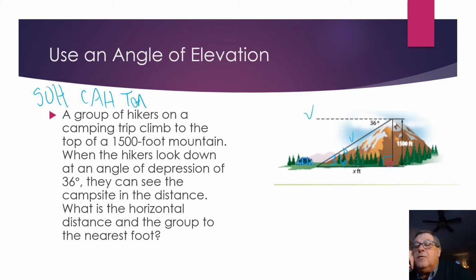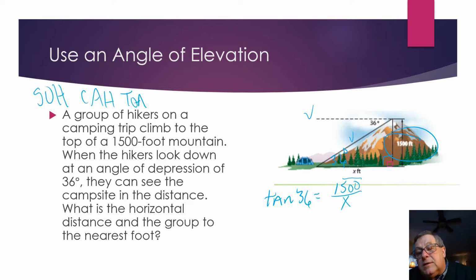I've got a 1,500-foot mountain right there, and I'm trying to find this distance x. So if this is theta, I know the opposite. I'm trying to find the adjacent because the hypotenuse is up here, representing my angle of depression. Opposite, adjacent, tangent 36. Let's set this up this way: the tangent of 36 equals 1,500 over x.